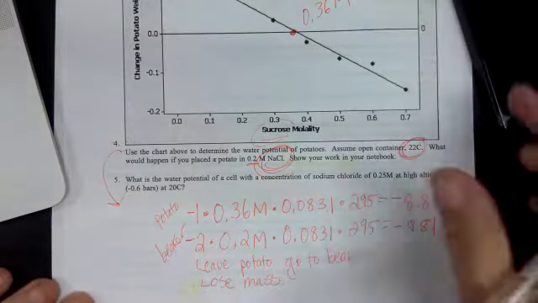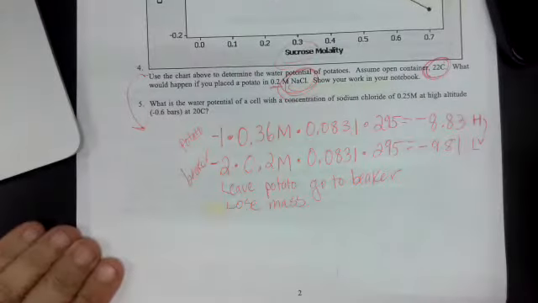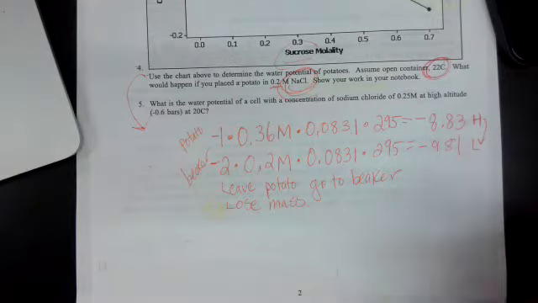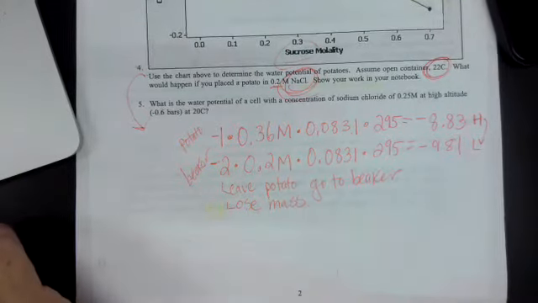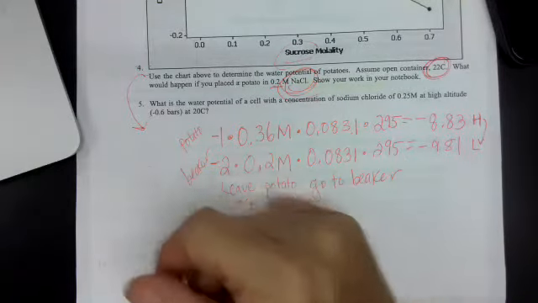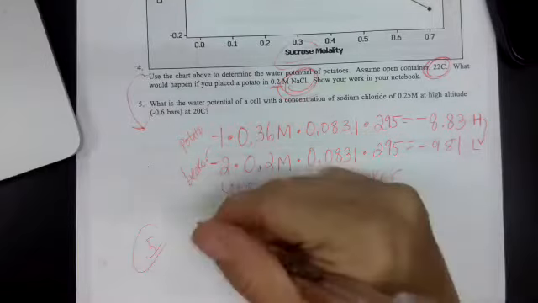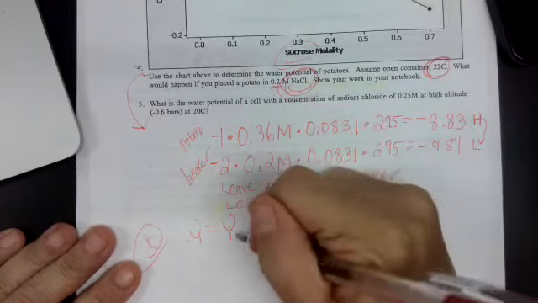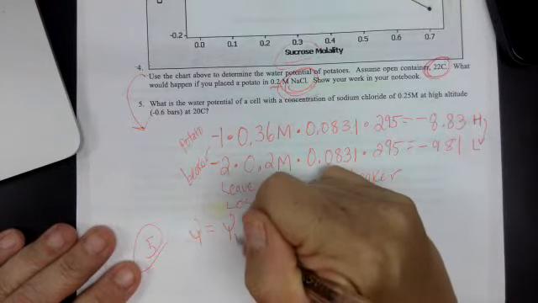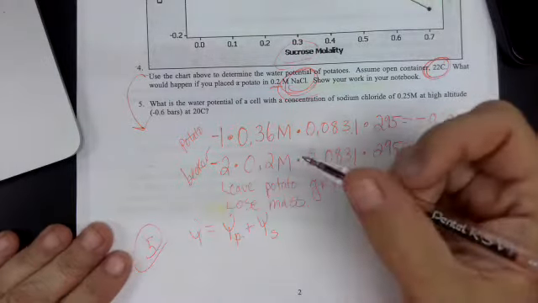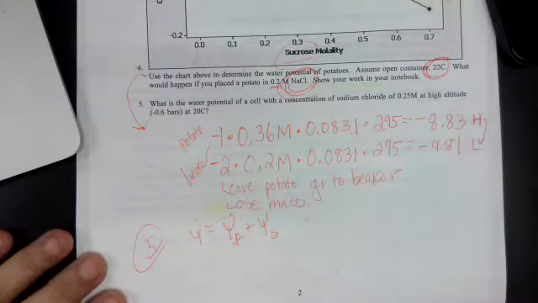All right, let's look at number 5. Number 5 is a little bit different because we're going to account for a pressure potential here. So remember that water potential psi is equal to the pressure potential plus the solute potential. So we have to calculate both, or we're going to use the pressure potential that's given to us here.